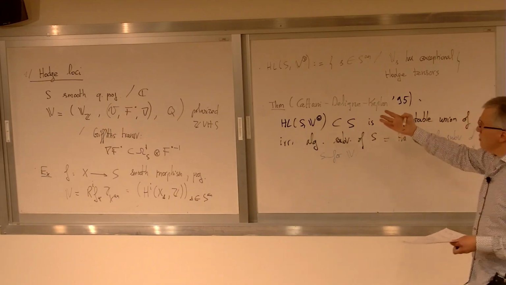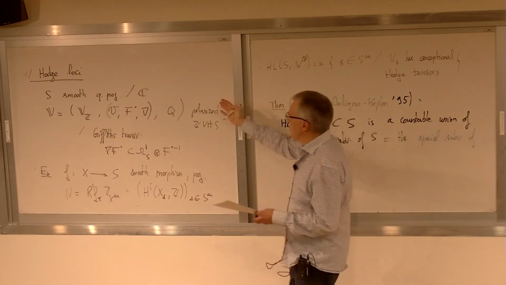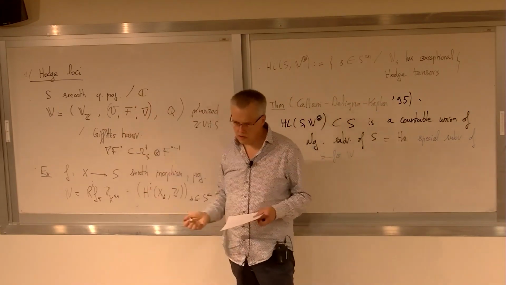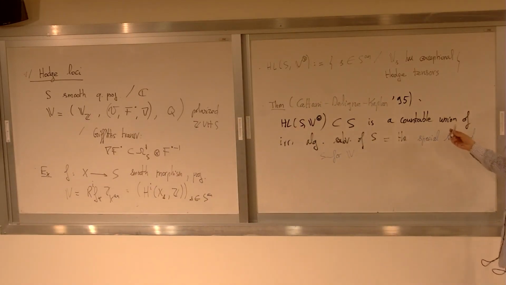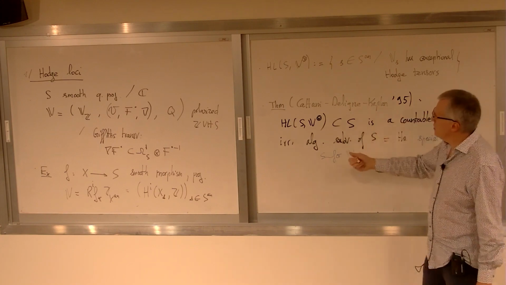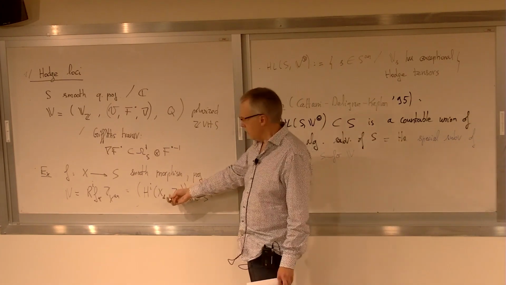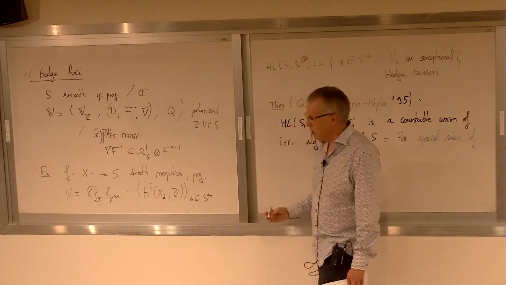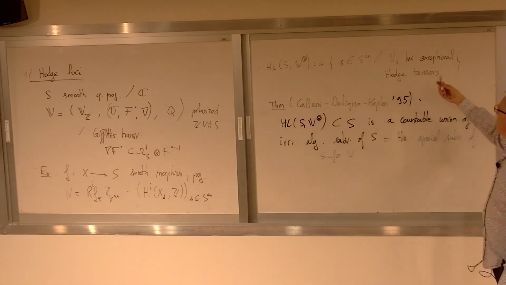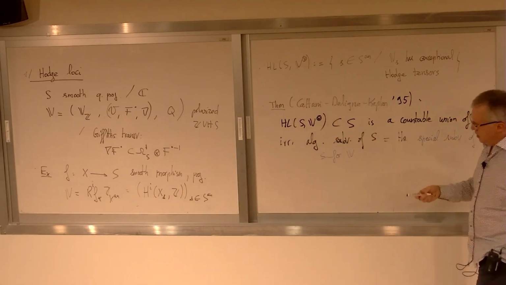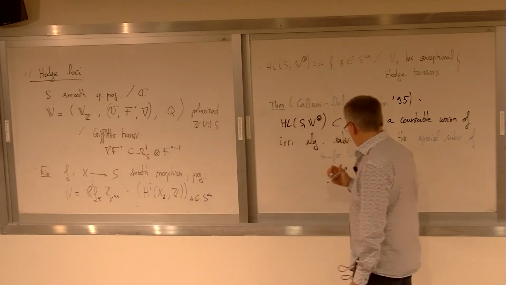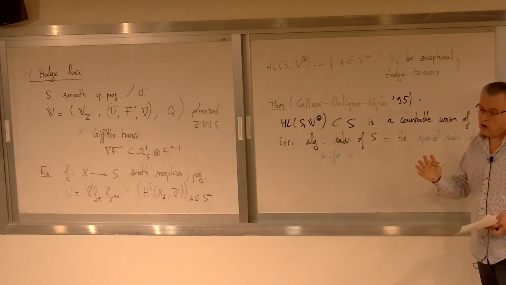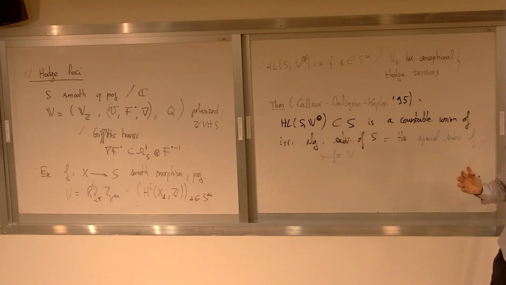Okay? So it's kind of nice. Each time you have S and you give yourself a variation of Hodge structure on S, you get this countable collection. And as also mentioned by Griffiths, in the geometric case, this is predicted by the Hodge conjecture, because all these Hodge tensors should correspond to algebraic classes in some product of X with itself a certain number of times. And now algebraic classes vary nicely in families because you have the existence of Hilbert schemes.